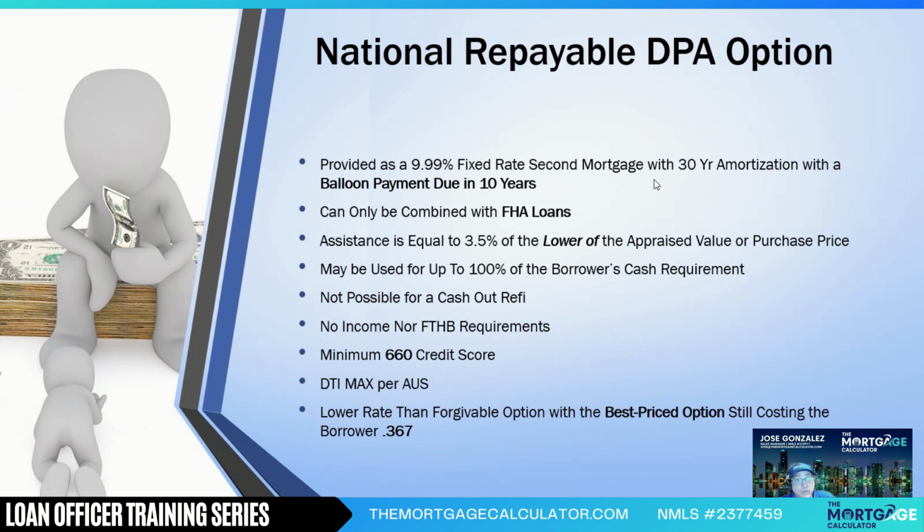Now, in doing my comparison between the forgivable and the repayable, I found that the repayable has best price option is 0.367 points less at the same cost, or should I say the same rate. So you can see the difference in the pricing.